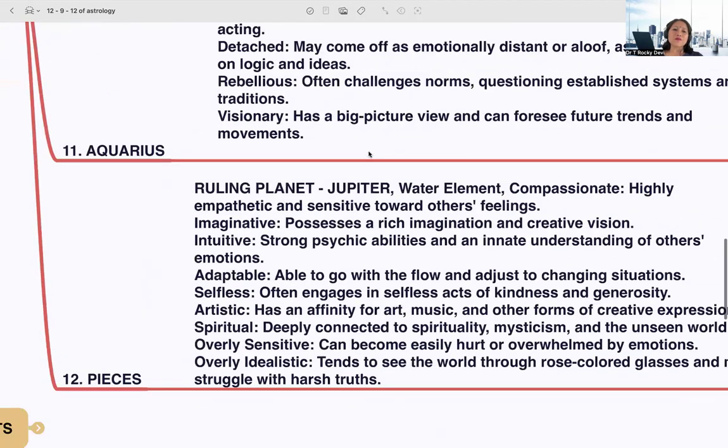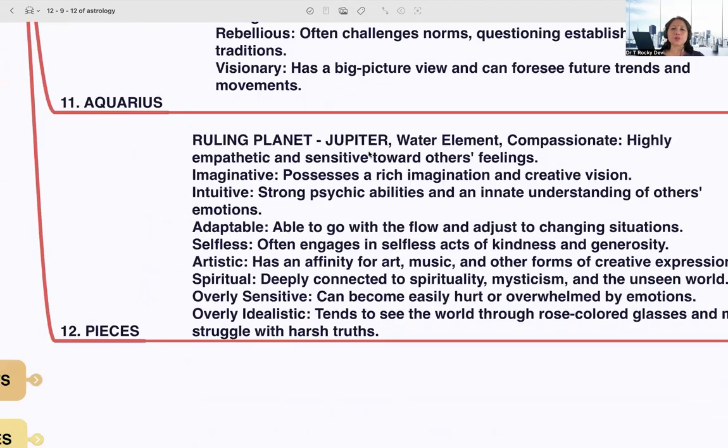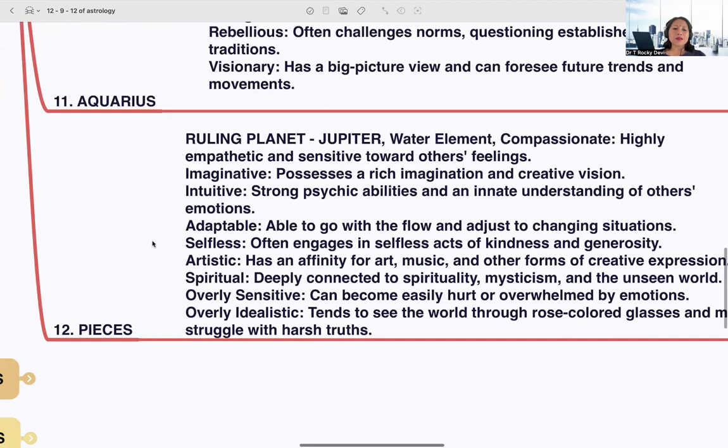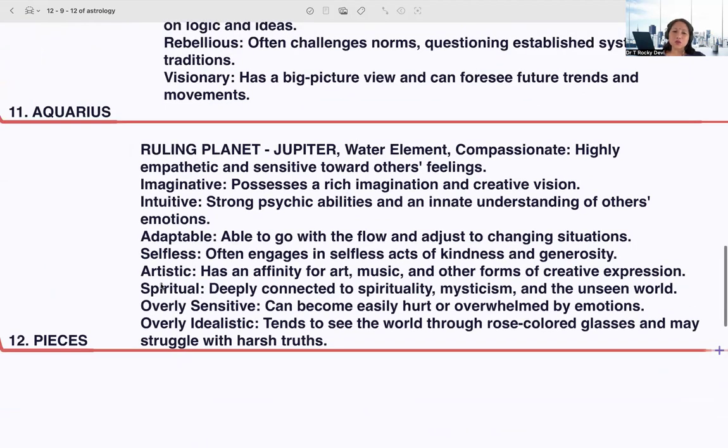And the last one which we have discussed is Pisces, which has Jupiter as the ruling planet. So Jupiter as such, they are highly spiritual, deeply connected to spirituality, mysticism, and the unseen world. Overly sensitive, overly idealistic, and that is how they tend to see the world.